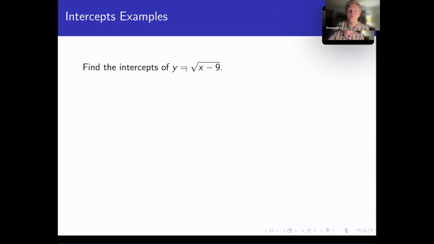Okay, intercepts of y equals the square root of x minus 9. Y-intercept, set x equal to 0.